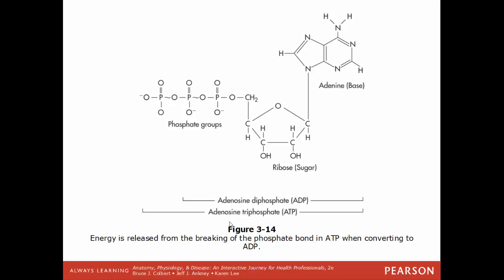Here are some illustrations of the base, in this case adenine, the sugar, ribose, then the phosphate groups. You have 1, 2, 3. That's why it's adenosine triphosphate. If this bond here were to be broken, and that part gets broken away, then you have only 1, 2 phosphates, or ADP. All right, that brings us to the end of chapter number 3 on biochemistry.